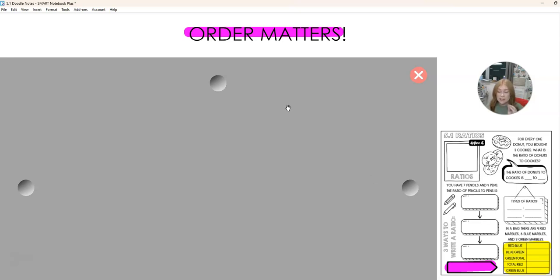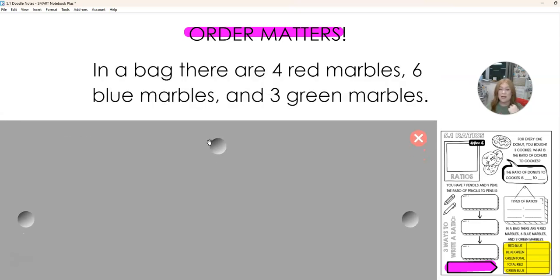Now, this is really important. The order that you answer these in matters. If it says pencils, then pens, you have to say pencils first, then pens. If it says pens, then pencils, you have to say that. You have to go in order. The order matters. If you flip it, it will be wrong. So let's try out some examples.